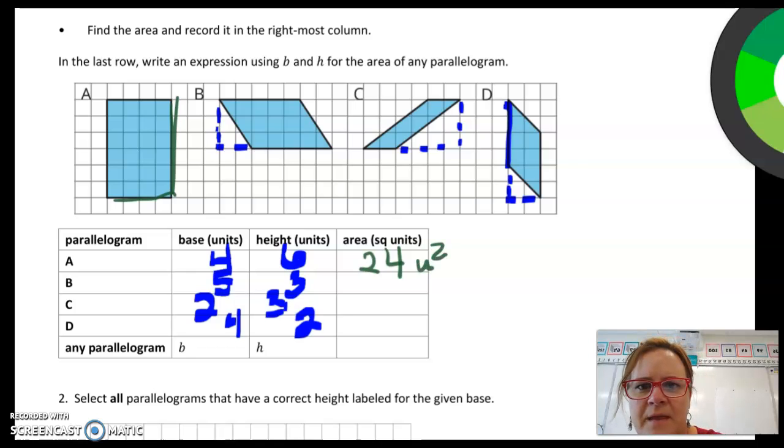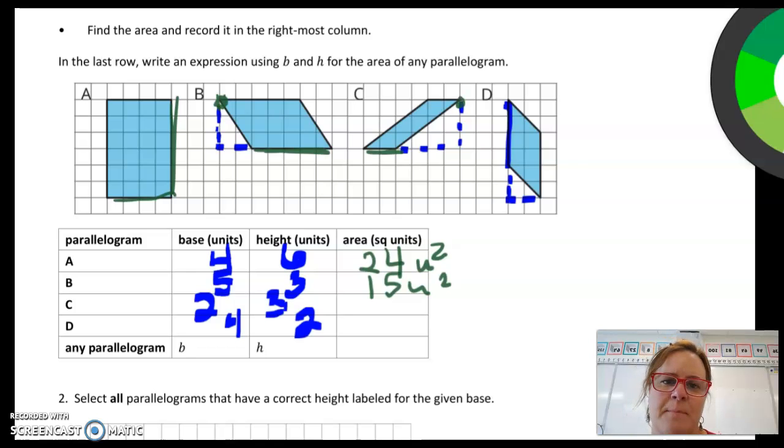In B, the base is 5 and then the height, I drew it outside of the parallelogram from the opposite vertex. And so it's like an imaginary height when I extended the base in like an imaginary line. So it's a 5 by 3, which is 15 units squared. In C, I called this the base of 2, and then I extended from the opposite vertex down to the imaginary base extension to make my perpendicular intersection there, and I have a 2 by 3 because the height is 3, and that would be 6 units squared.